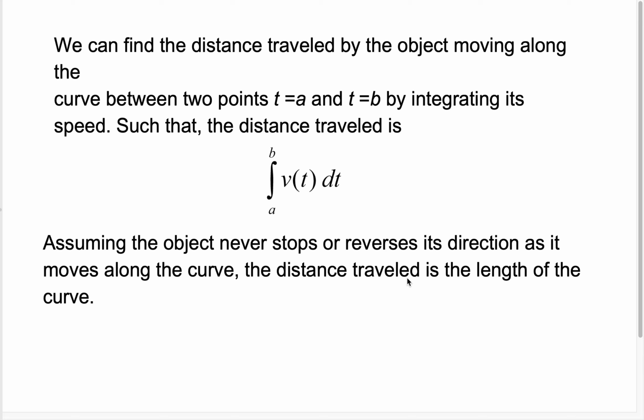We can find the distance traveled by the object moving along the curve between two points, t equals a and t equals b, by integrating its speed, such that the distance traveled is the integral from a to b of v of t dt, assuming the object never stops or reverses its direction as it moves along the curve. The distance traveled is the length of the curve, so arc length.